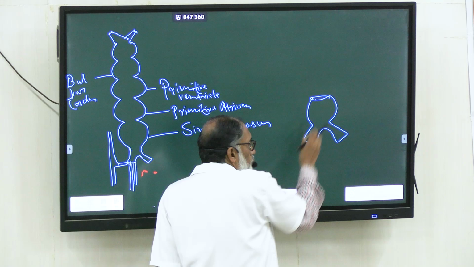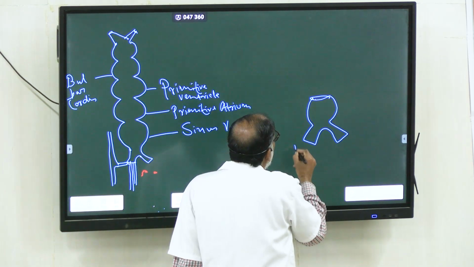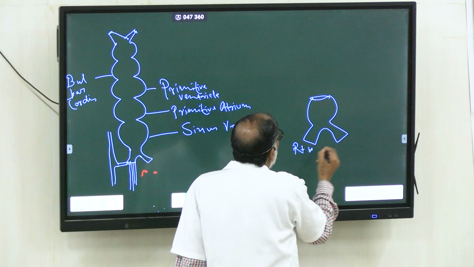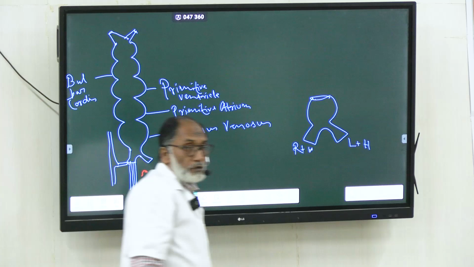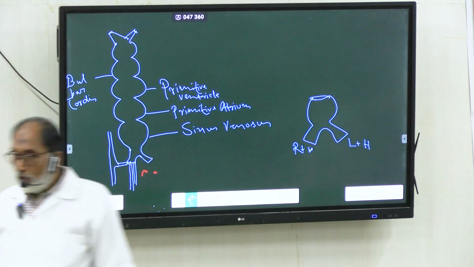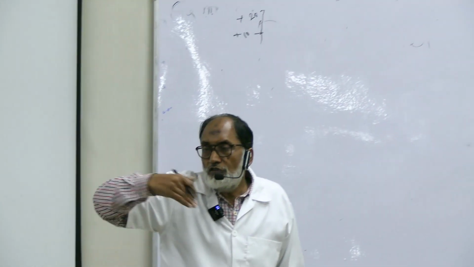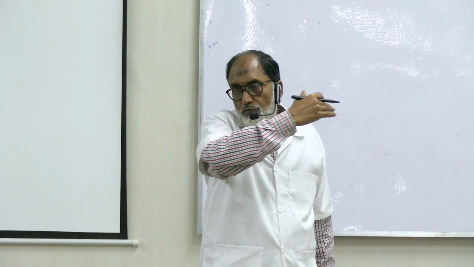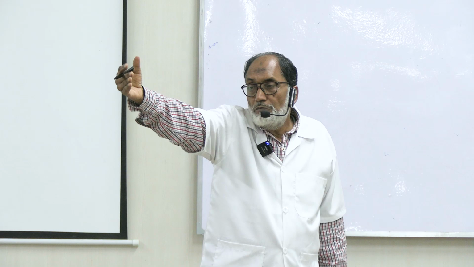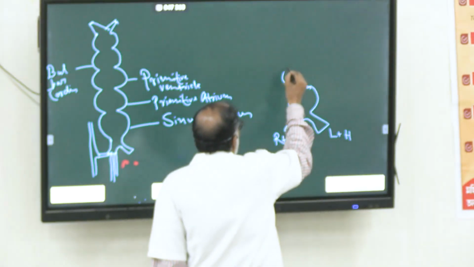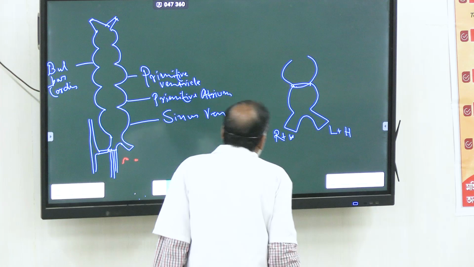It has got a body and two horns, right horn and left horn, and this is the body. Now this sinus venosus opens into which chamber of the primitive heart tube? Sinus venosus will be connected with the primitive atrium. It is the primitive atrium.